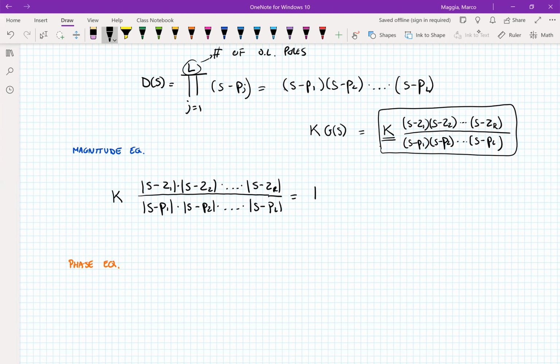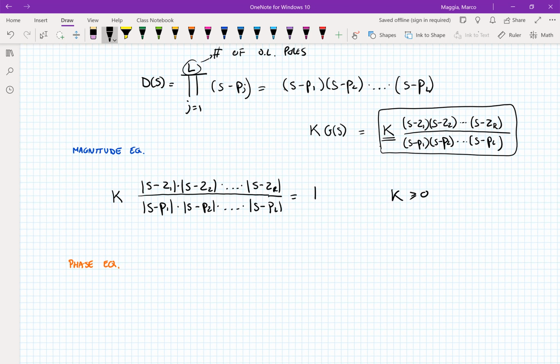Why is the magnitude of K simply K? Well, that's because K is a positive number, or at least equal to 0. So the magnitude of a positive or equal to 0 number is the number itself. Now let's move to the phase equation.